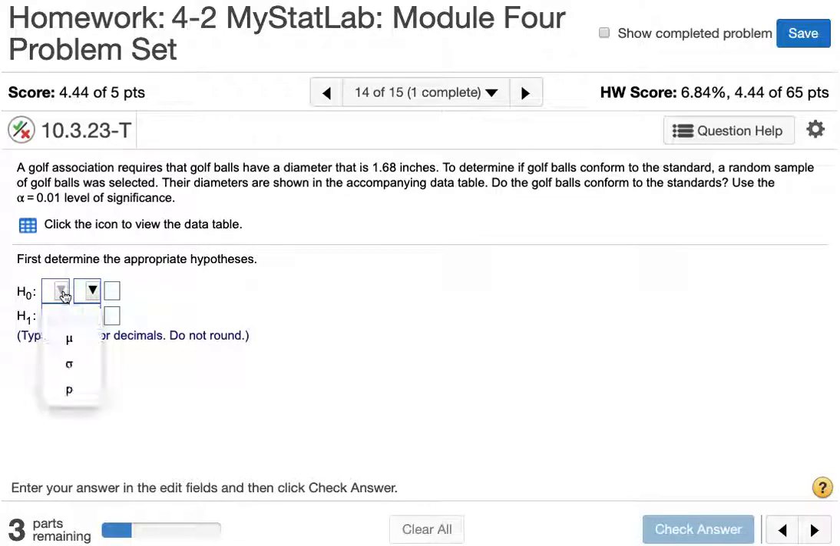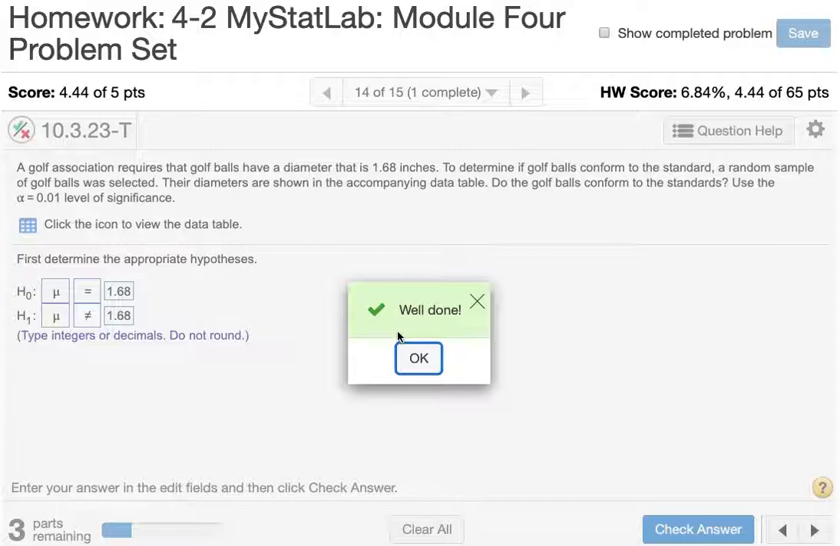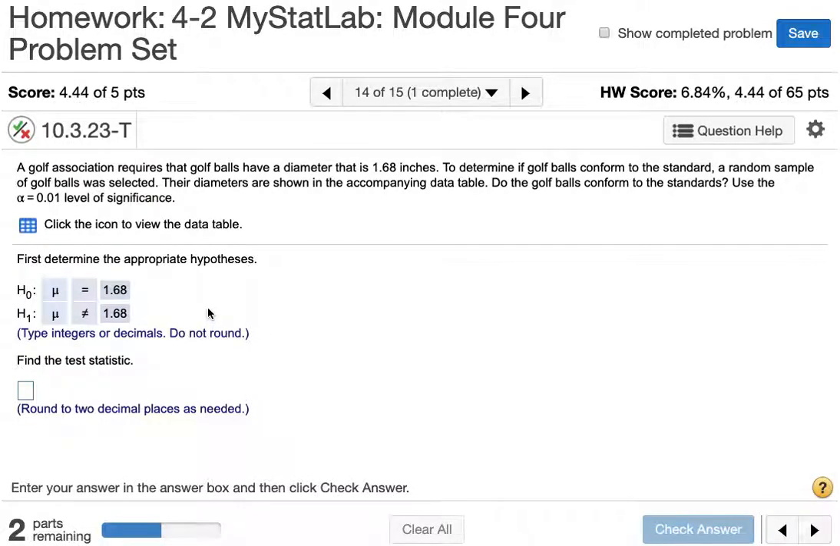So this is going to be the population mean, and we are seeing if it is equal to 1.68 inches for the golf balls. And so then we're going to see if it's significantly larger or smaller, then it doesn't meet the standard. So we're going to check that answer, and that looks good. And then we're asked to find the test statistic.